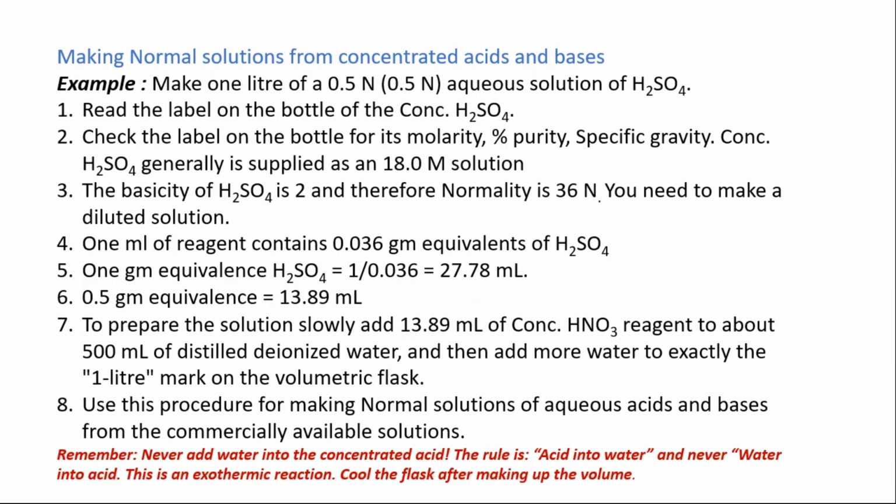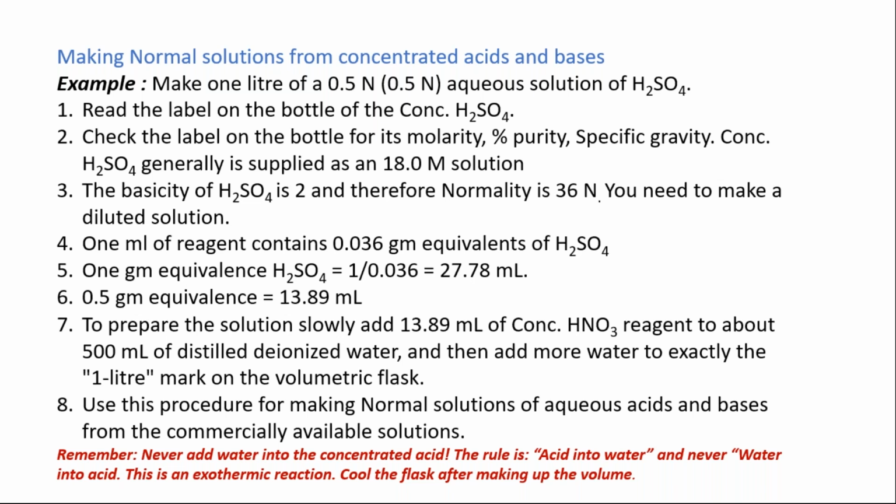Now, the next thing is how to make a normal solution from concentrated acids and bases. We have gone through this, and we have previous examples. So, making 1 liter of 0.5 normal aqueous sulfuric acid. Look at the label. You will see that the molarity of sulfuric acid is given as 18. Then you know that the basicity is 2. So therefore, the normality of the acid is 36 normal.